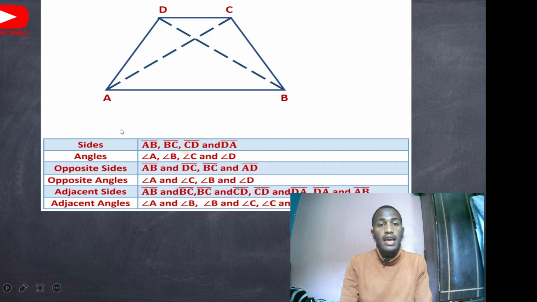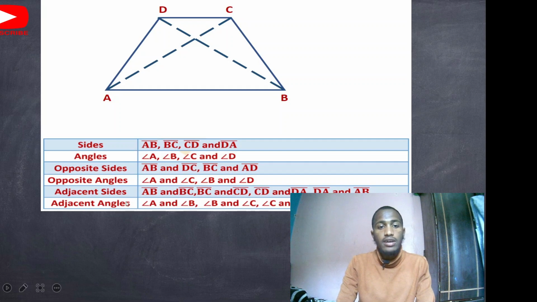And the other one is adjacent sides. Side AB and side BC are adjacent sides. They have a common vertex. Vertex means the common point of two lines.